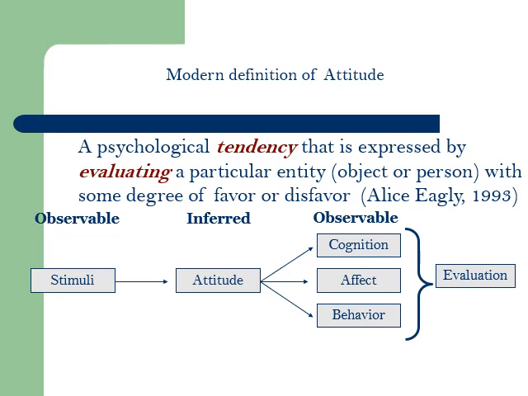Not an emphasis on direction or action. And it is expressed, that is, we know what the tendency is, by a person's evaluation of a particular entity. That could be an object or a person. And their evaluation of the entity indicates some degree of favor or disfavor. So let's unpack that a little bit.